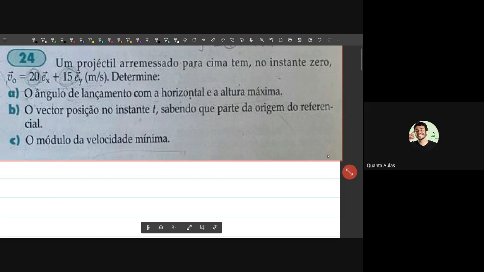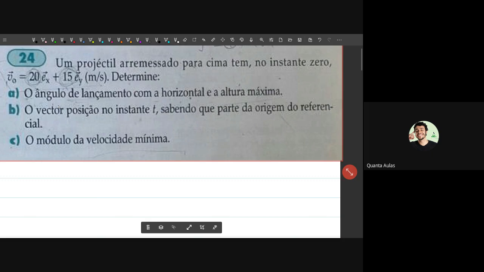A mass is launched. The projectile is launched upward and has, at the instant t equals 0, a velocity of 20 in x plus 15 in y. Determine the launch angle with the horizontal and the maximum height. Okay, the maximum altitude, maximum height.